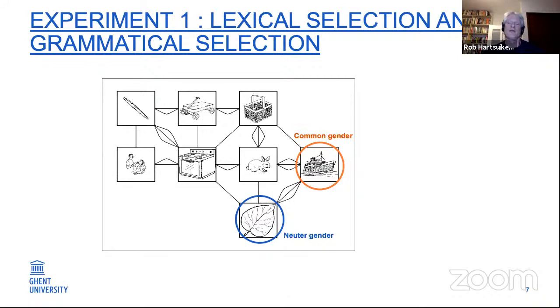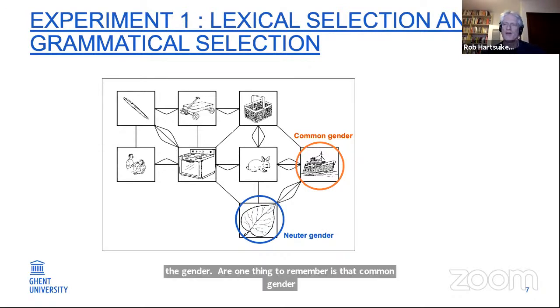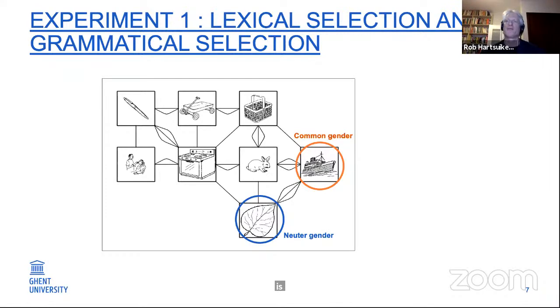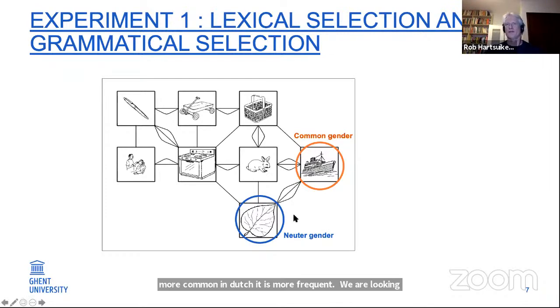Then we manipulated grammatical gender. Dutch has 2 genders, common gender and neuter gender. The common gender determiner is de, and the neuter gender determiner is het. One thing to remember is that common gender is more common in Dutch, it's more frequent. So what we're looking at here is actually an effect of frequency of these determiners. We believe that neuter gender, because the determiner is less frequent, would be more difficult to produce.